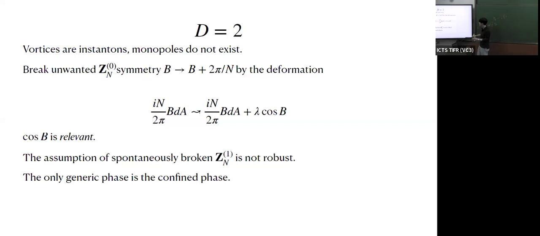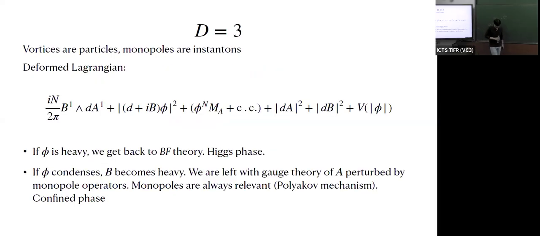You essentially can't get it unless there is some symmetry reason or anomaly reason that this perturbation is forbidden. If the symmetry is only the Zn center symmetry, then you always expect such a perturbation, and hence you always expect confinement. So that's the conclusion in d equals 2. Are there any questions about d equals 2?